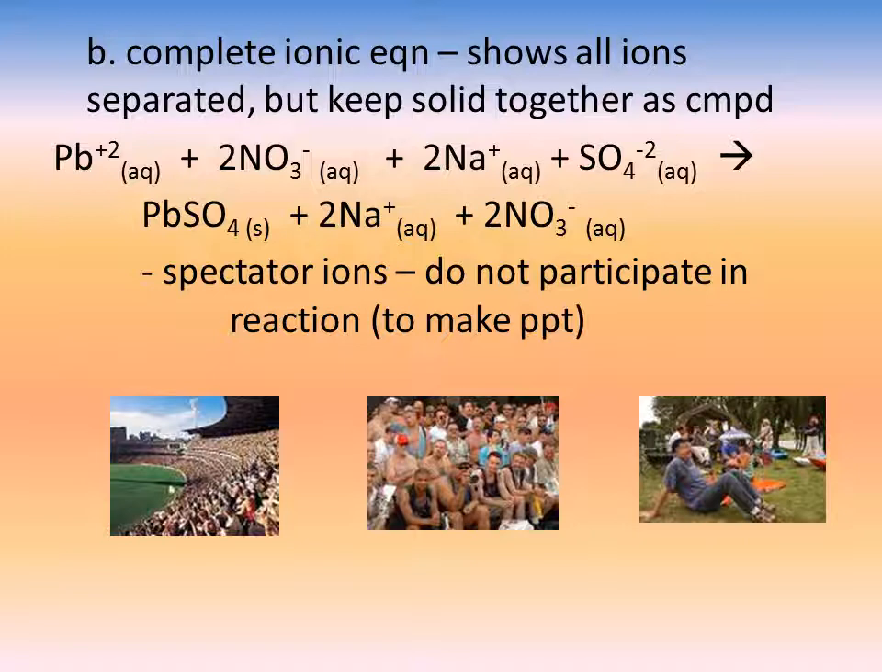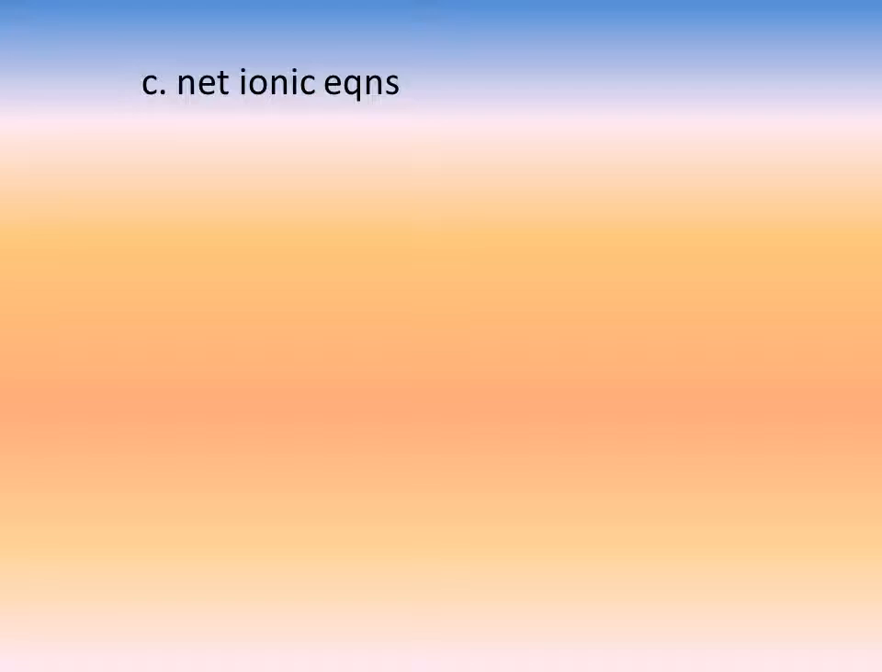So if I look through here, it's kind of like math. If they're the same on the left as they are on the right, you can cancel them out, right? Lead plus 2 is not the same, but if I look at the two nitrates, I have the two NO3s on the left and two NO3s on the right. Once we cancel them, we get a net ionic equation.